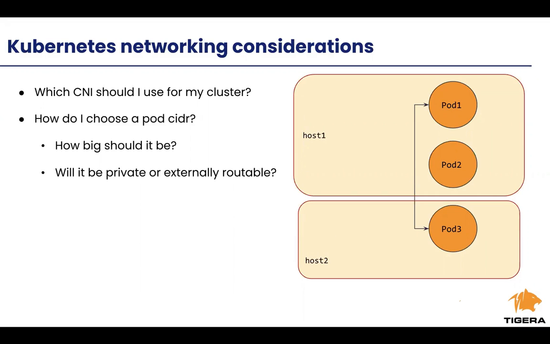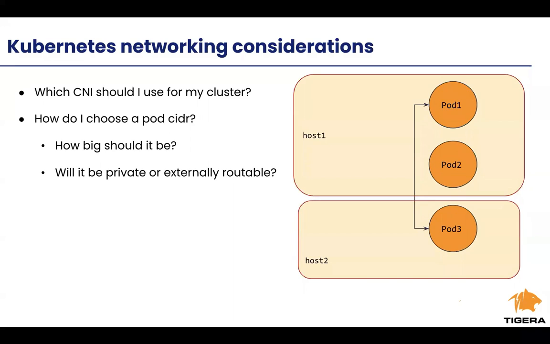I'm not aware of any distribution that allows you to change these settings after the fact. There are two settings that are chosen at cluster install time, and in order to change these, I'm pretty sure you have to build a new cluster and then migrate to it. So you want to be sure that you've allocated enough address space for all of the workloads that are going to run in your cluster. That's the third bullet point here: how big should this pod CIDR be, and will it be private or externally routable?